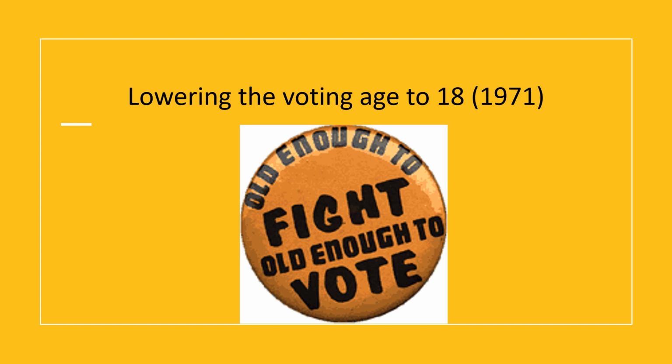So what you see in front of you is a protest button, and that protest button focuses on this message. Why am I old enough to fight, but I'm not old enough to vote? So in order to bring these concerns into line, the voting age was lowered to age 18 with the 26th Amendment in 1971.